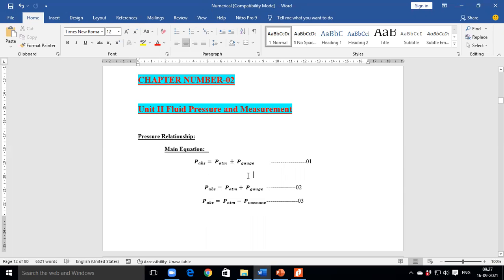If we measure the pressure in the tire, which instrument is used to measure the pressure in the tire?